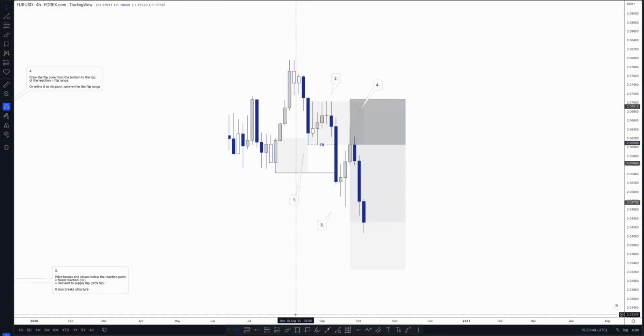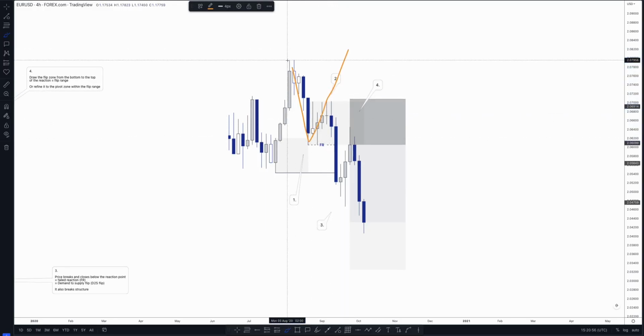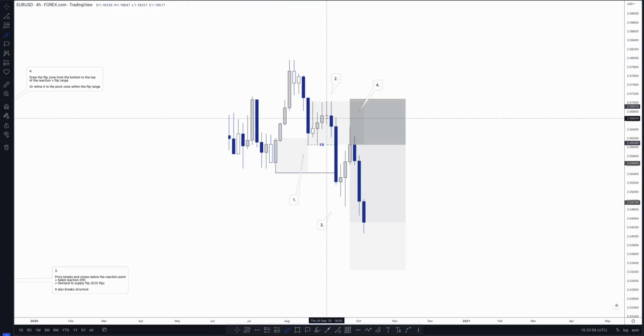So this is a demand to supply flip. So again, bullish market structure. This demand leads to a break of the high. Okay, so it's valid demand. Price comes into the demand. If it's going to do its job, what should it do? It should react and it should lead to a break of structure. It should break the high. In this instance, it fails to do so.